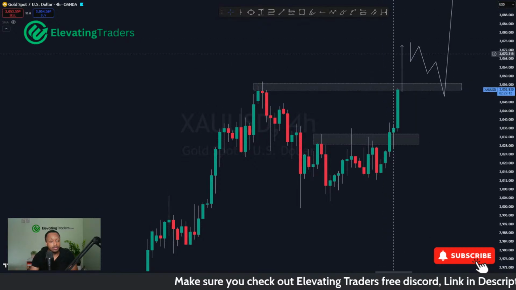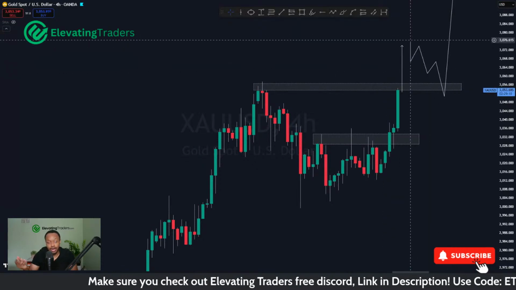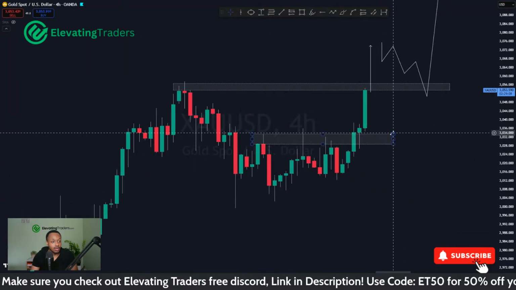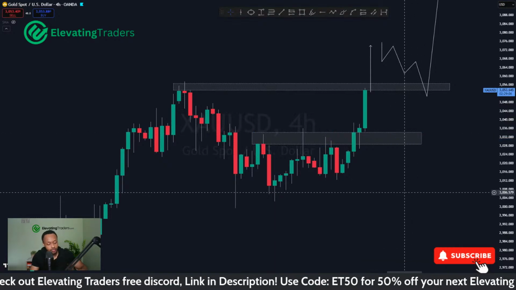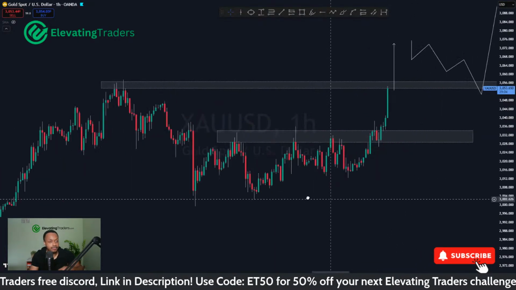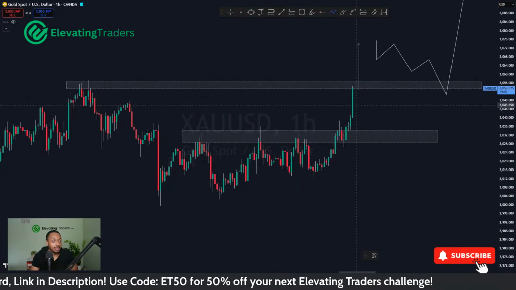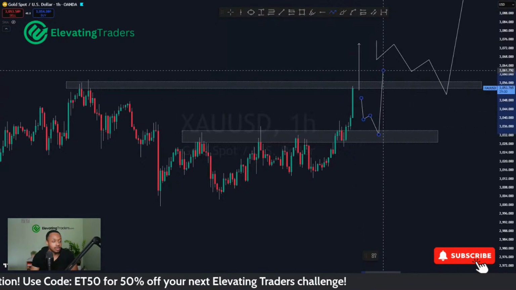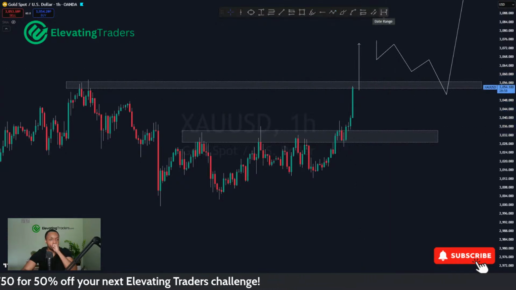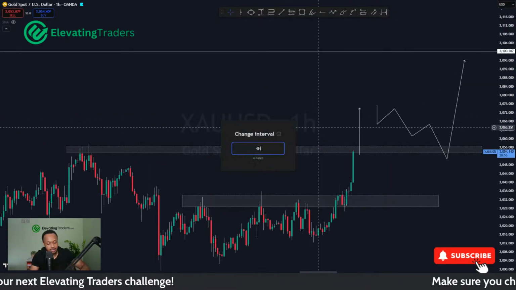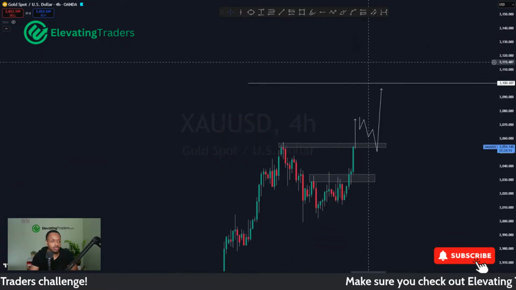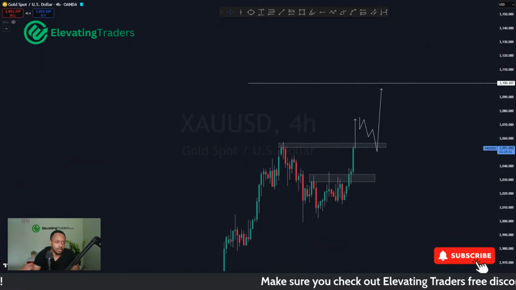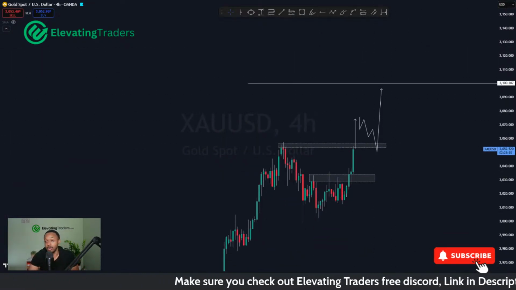I'll probably just wait for pullbacks afterwards in the lower time frames to buy gold. I still think this will be a nice level to buy gold as well if we were to pull back into that area. Not looking likely, but if we do, I think that's a solid place for a buy as well. And next big target, as I referenced, 3,100. That will be the next big psychological target for gold.